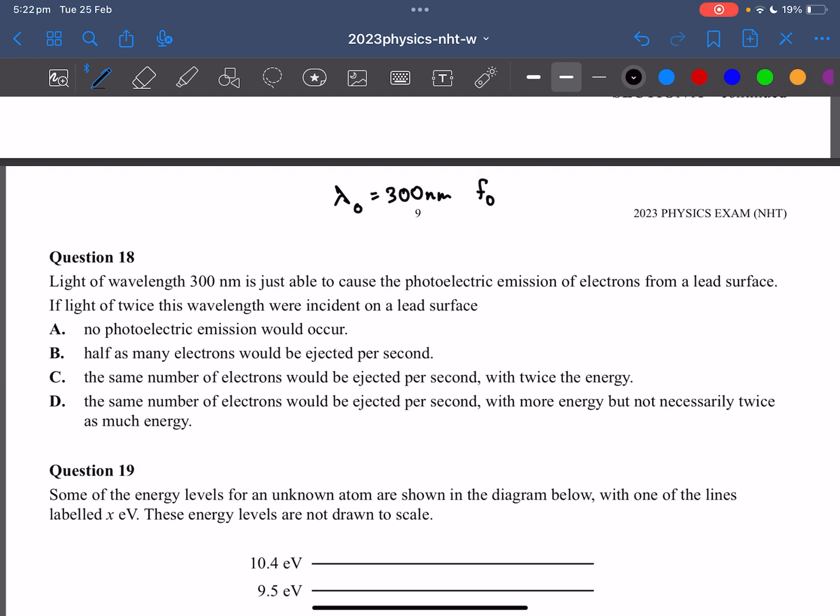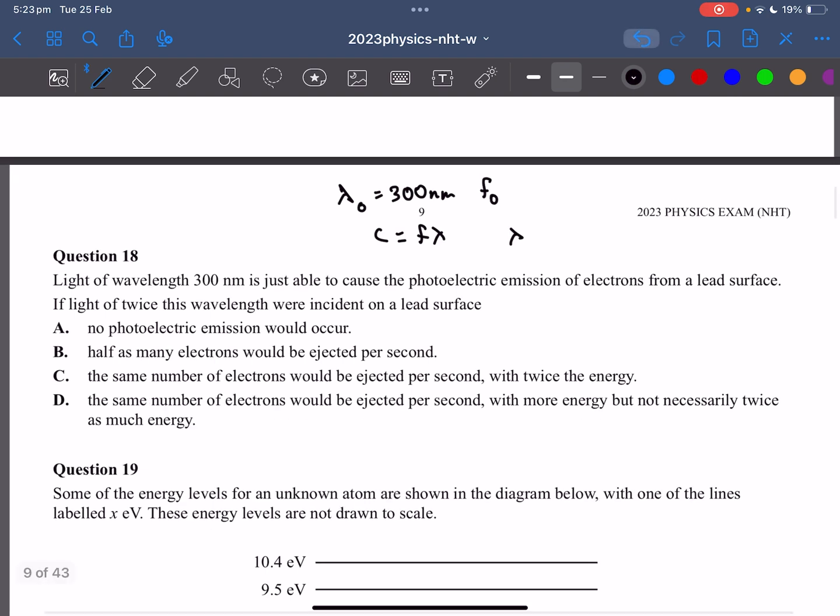Very well, we know that v equals f lambda, or maybe we can say c equals f lambda. So lambda equals c on f, right? You can see that lambda is inversely proportional to frequency. So if I were to double the wavelength, then my frequency would be halved.